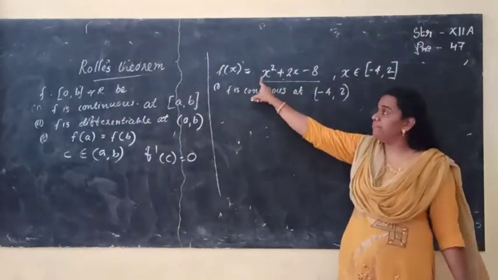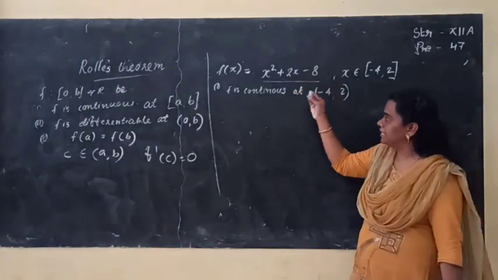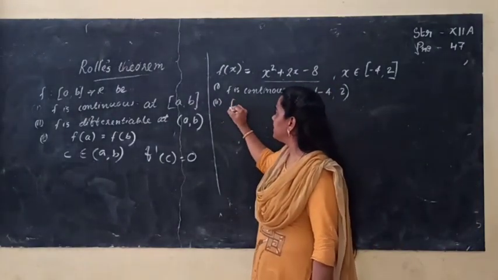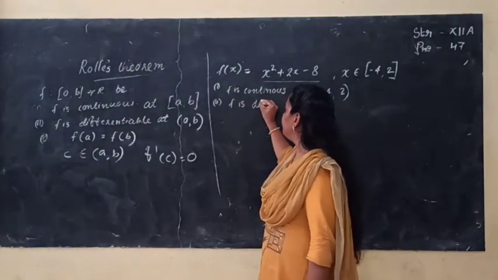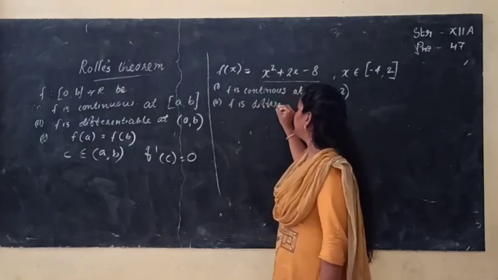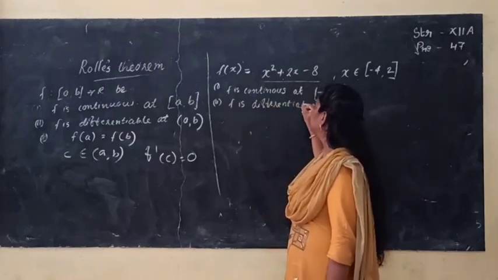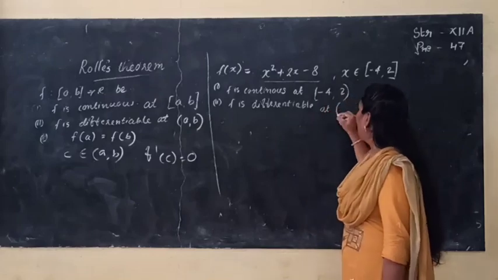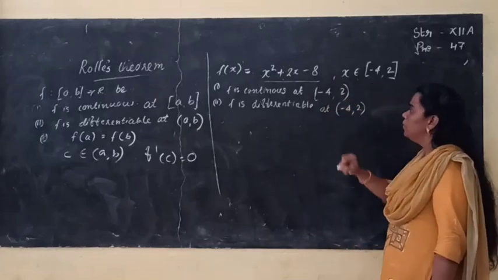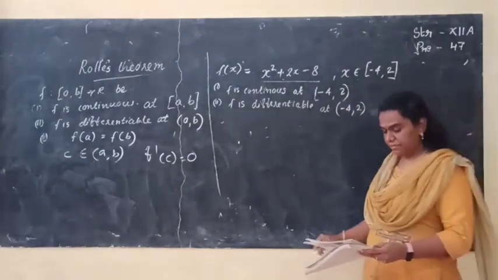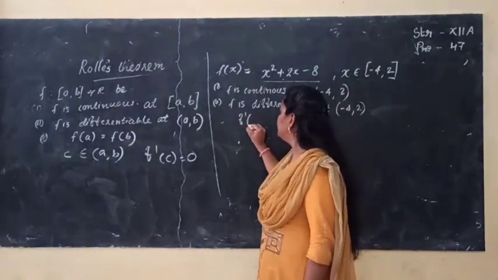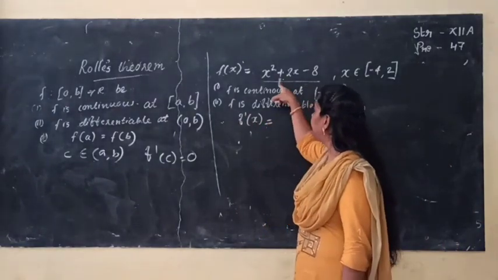Here, what is f? f(x) is equal to x square plus 2x minus 8. And what is our second condition? f is differentiable. Can we find the derivative? f is differentiable on the open interval (-4, 2). What is the derivative f dash x? Can we find the derivative?